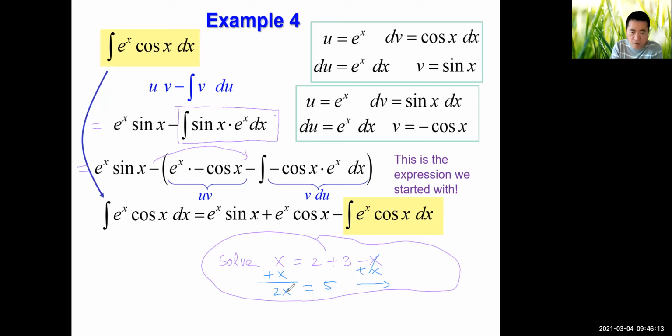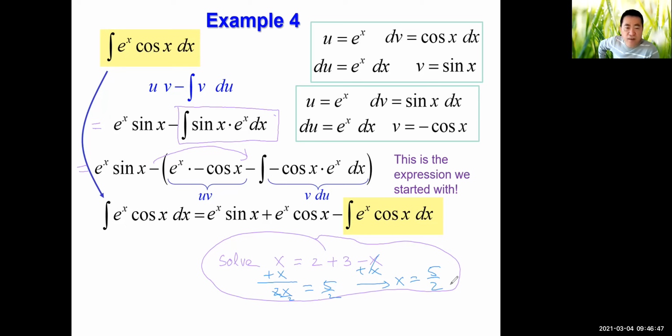What do you do next? To get x by itself, you divide by 2. So x is 5 halves. Done. Now you may wonder why we are doing this, checking to see if you can solve equations in beginning algebra.